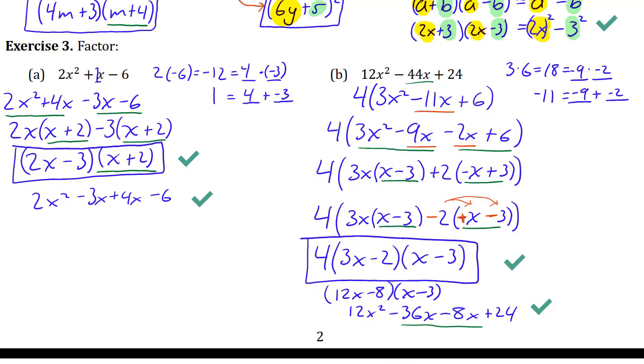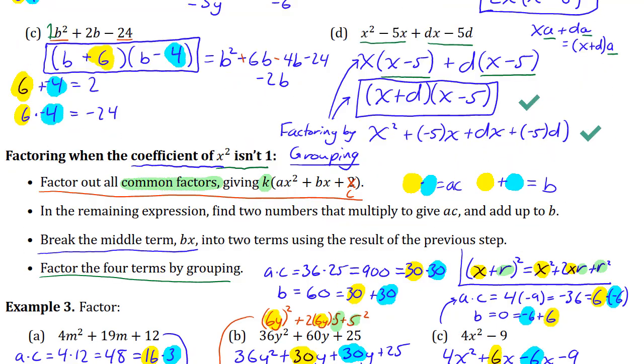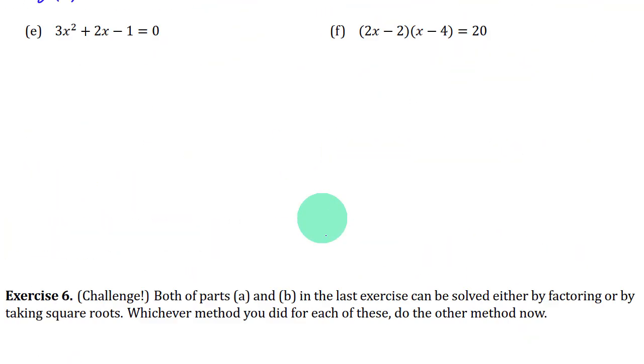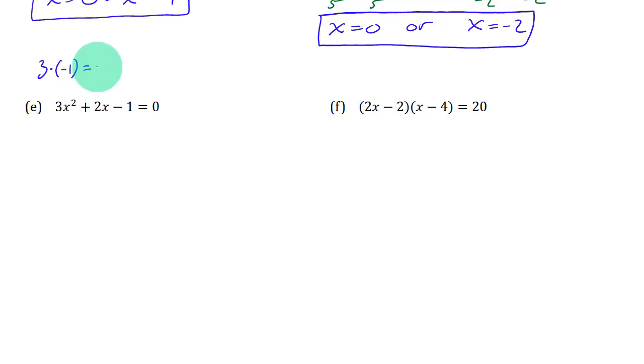Here are the steps outlined up here, factoring when the coefficient of x squared isn't 1. So you have that on your previous page if you need to read that. But I'm going to go ahead and do the work here. 3 times negative 1 is negative 3. That needs to be the result of multiplying these two numbers. And the B part is 2. 2 needs to be the result of adding them up. So let's see, how about 3 times negative 1 works here? 3 plus negative 1 is 2. 3 times negative 1 is negative 3.